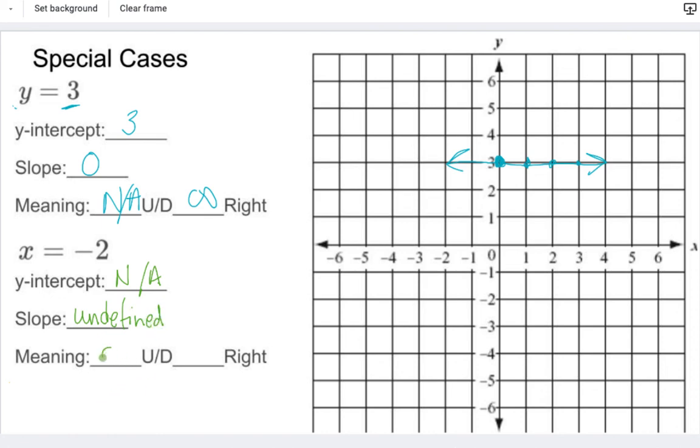Which means it goes up and down infinitely and does not go left or right. So to graph this, we're just going to go to where the x number is, negative 2, and make our point and draw a vertical line that passes through it. So remember, x equals a number is the vertical line, y equals a number is the horizontal line.